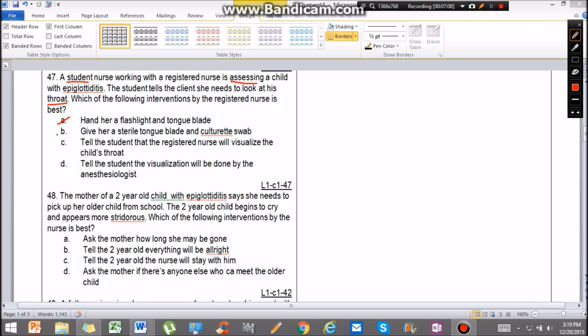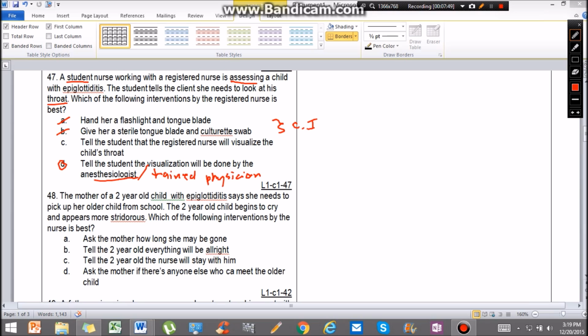So first, let's try to eliminate A and B because, like I said, this is what is contraindicated. You cannot insert anything into the mouth because it can elicit the gag reflex, and the gag reflex can cause airway obstruction. Between C and D, D is the answer. The only person who can visualize the client's mouth is the anesthesiologist or a trained physician. So the student cannot insert or visualize the epiglottitis. That is the answer.